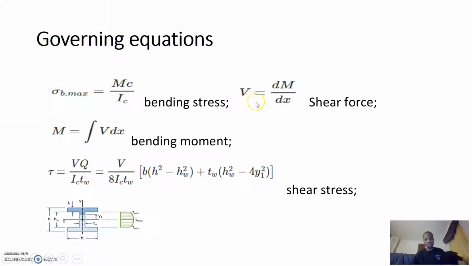This is the bending stress, and this is the shear force, and this is the bending moment. This equation right here is the shear stress, and the parameters that you are seeing in this equation come from the shape of the I-beam: the thickness, the breadth and height, and some other things like that.